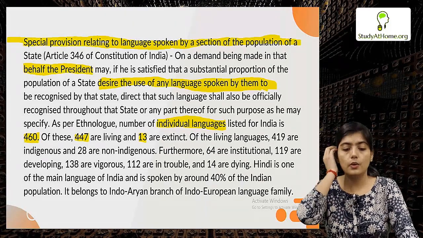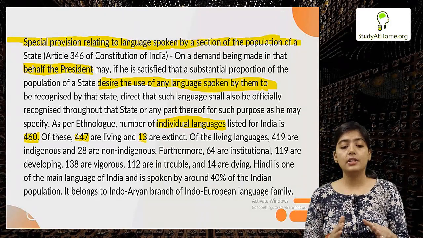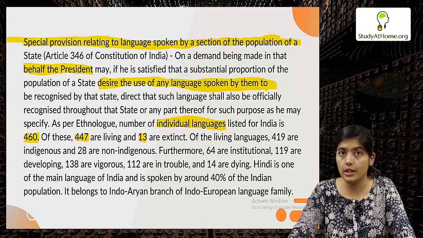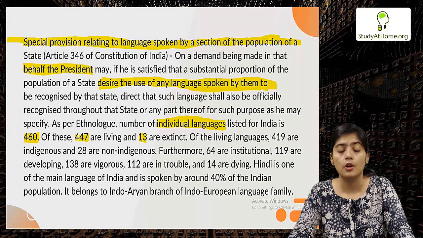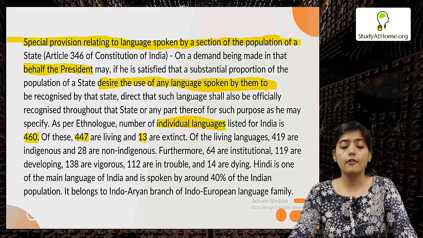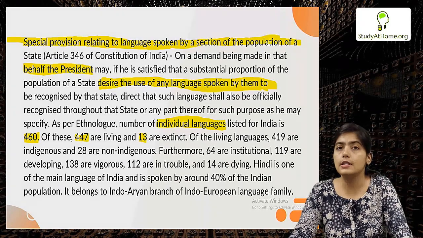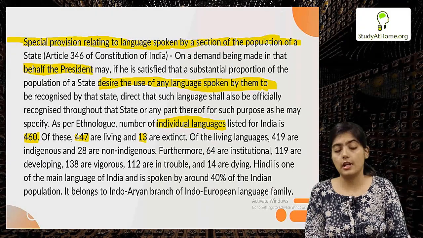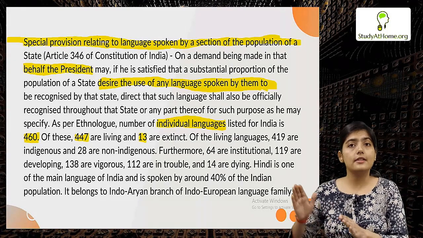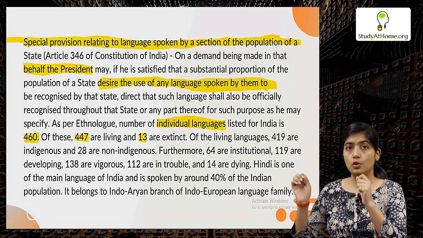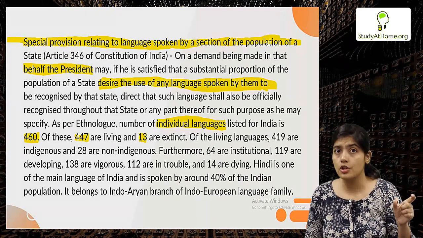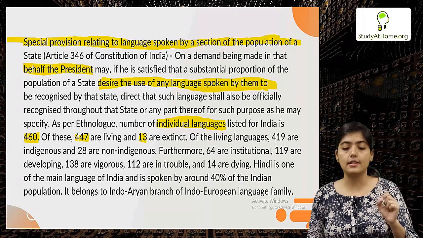Okay, here you can see that as per Ethnologue, the number of individual languages in our country India is 460. Okay, 460 listed languages are there in India. Then after, you can see that 447 out of these 460 languages are living and 13 languages are extinct. So it is a very important number. You should know that 447 languages are living languages and 13 languages are extinct.